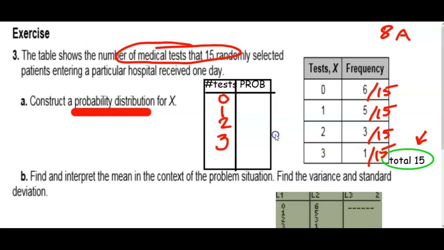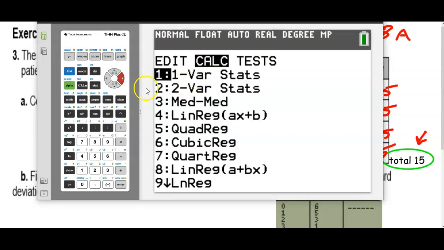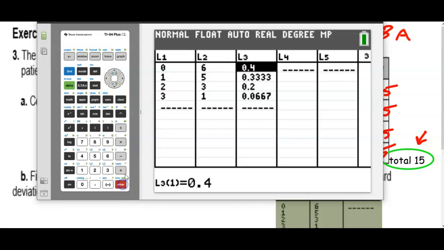Now 3 out of 15 is 1/5, so that's a 0.2. 6 out of 15 would be twice that, or 0.4. But I'll show you what I did. Kind of cheated. I put stat edit, I put the information in from the chart. This was the number of tests, and this is the number of people who said they had that many tests.